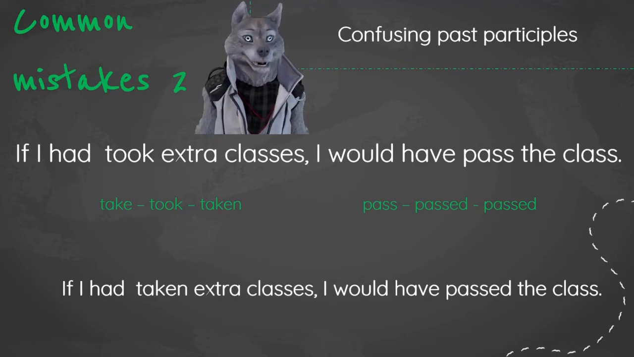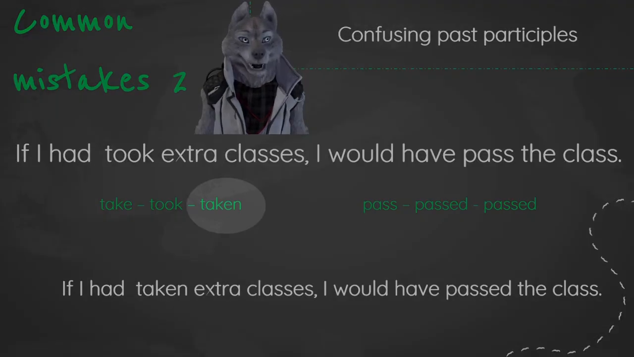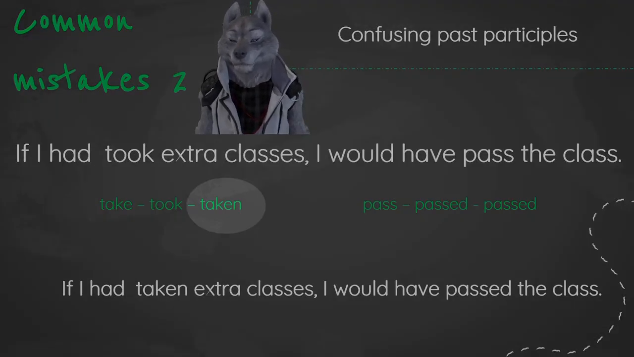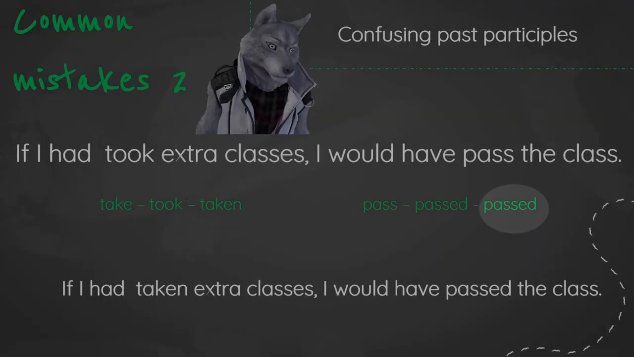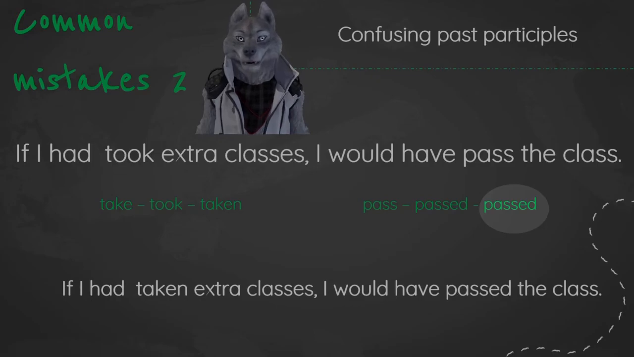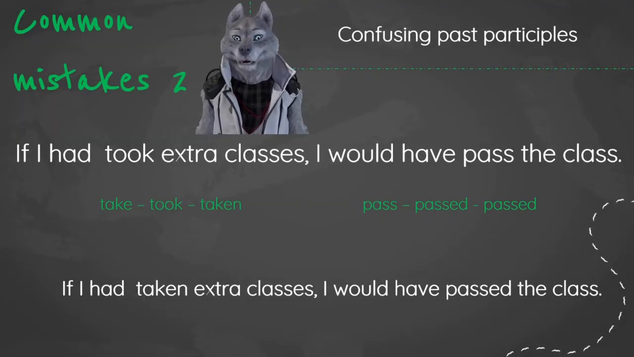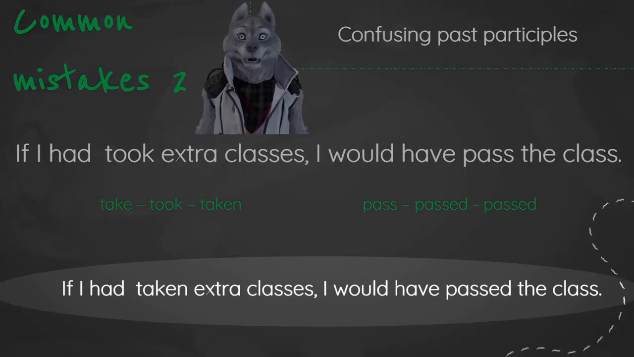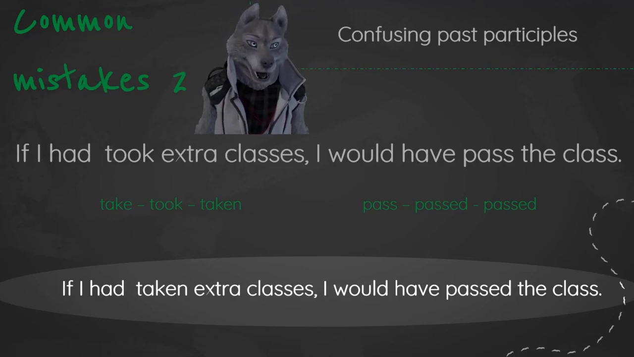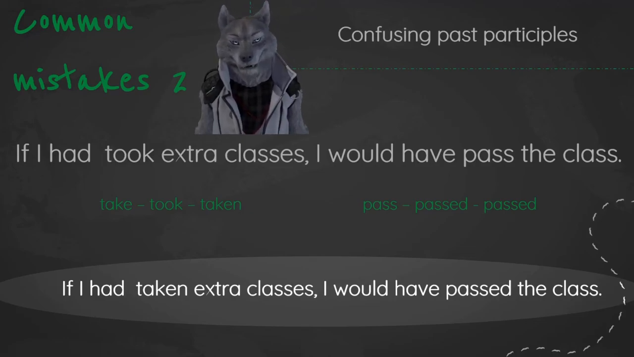What is the past participle of take? Yep, this one, taken. And what is the past participle of pass? Well, pretty easy. It's already past with ed. So it doesn't matter if it's regular or irregular, we have past participles. Keep that in mind. So the correct version of this sentence will be: If I had taken extra classes, I would have passed the class.